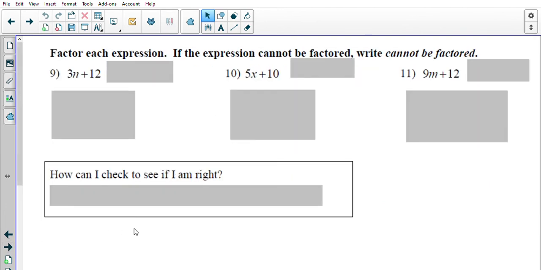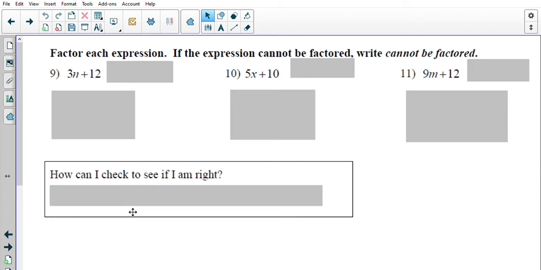So let's begin with our first question. Number 9. The directions ask us to factor each expression. That doesn't mean just finding the greatest common factor, and we'll show you that. If the expression cannot be factored, write cannot be factored. All of these will be able to be factored. When you get into algebra or any level beyond that in math, you may have some expressions that cannot be factored.